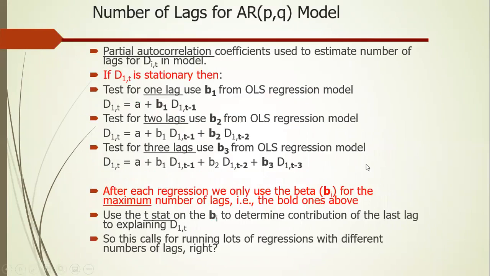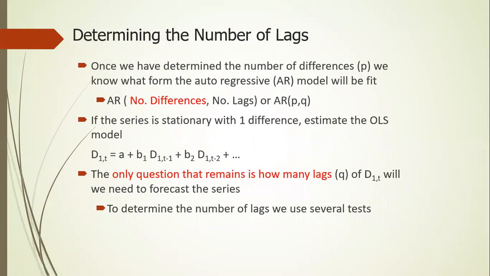Okay. So now there is the other problem of determining the number of lags. Once we have determined the number of differences, we know what form of the autoregression model we are going to be fitting: number of differences, comma, number of lags. If the series is stationary with one difference, then it's just one. And then the only thing remaining for us to solve is the Q part, which is going to be the number of lags. So let's do that.